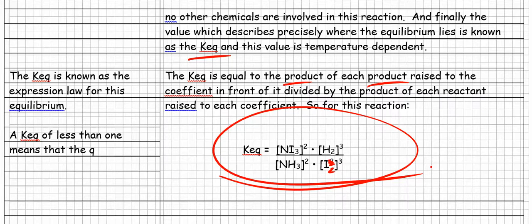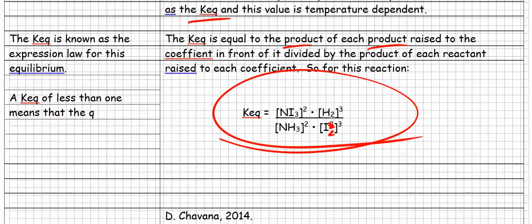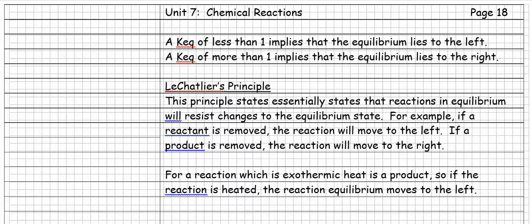So it's going to be some number, right? Now that number, we've already said, is temperature dependent. In other words, if you change the temperature, you change the KEQ because the concentrations are going to change, right? What's in here is going to change. So KEQ, again, is temperature dependent. Now, a KEQ of less than 1 implies that the equilibrium lies more to the left, obviously because there are fewer products than reactants, right? But a KEQ of more than 1 implies that the equilibrium lies to the right. All right? So that's equilibrium.